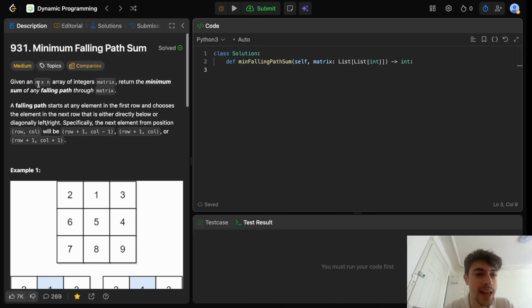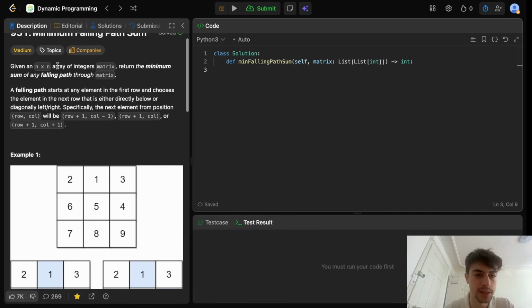So, given an n times n array, so it's a square matrix of integers. Return the minimum sum of any falling path through the matrix. So again, we have to return the minimum sum of a path.